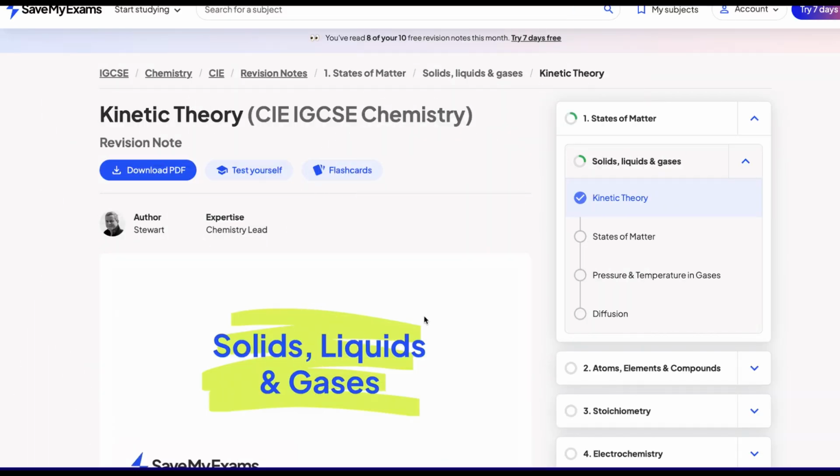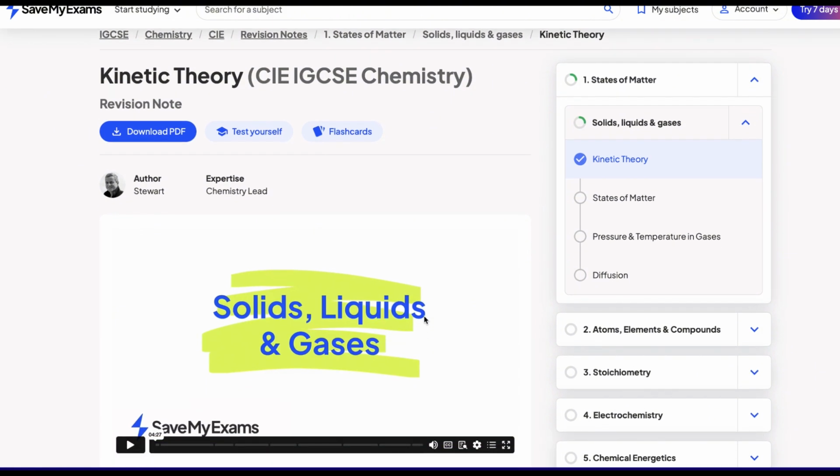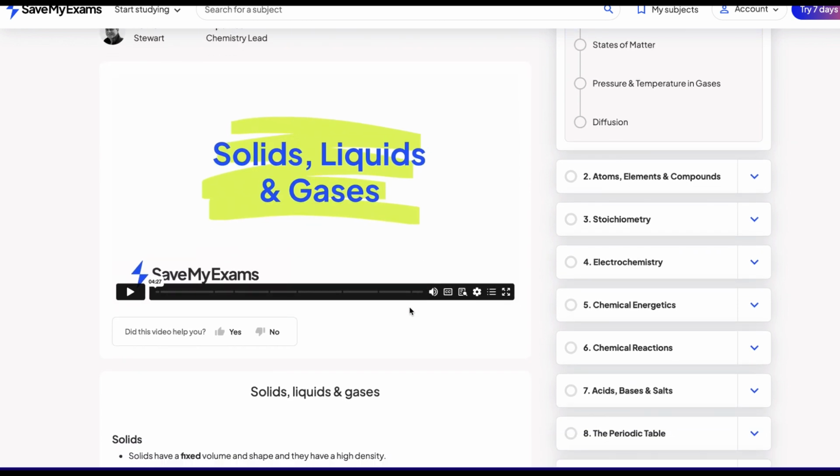Today we'll be looking at chemistry chapter 1, the states of matter. Okay, without wasting time, let's first of all quickly listen to our tutorial, and then after that, in this video, we will be looking at solids, liquids and gases.